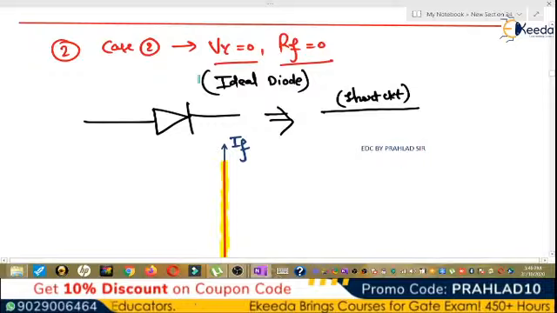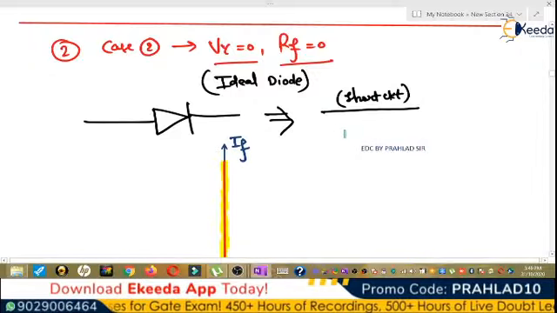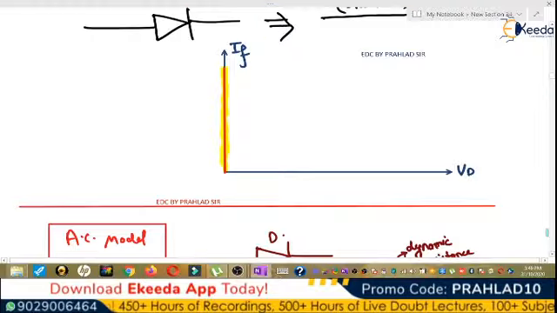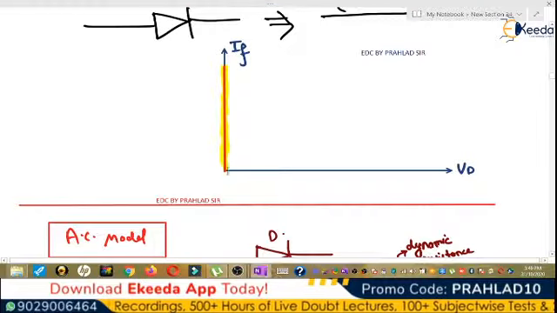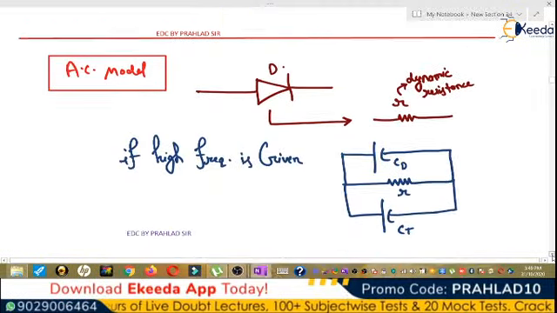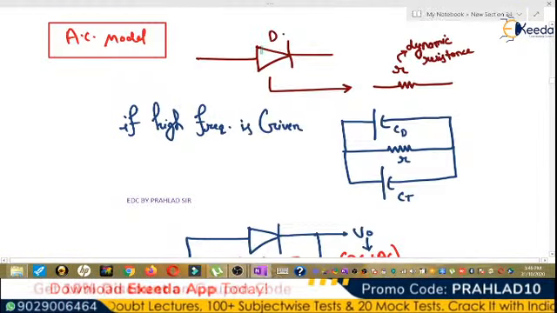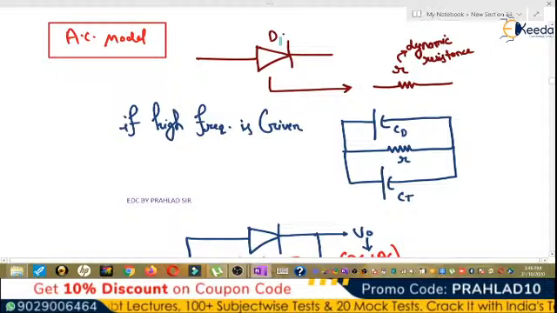So case number 2, when V gamma is 0, Rf is also 0, and this is the ideal diode. So V gamma is 0, Rf is 0. So this will behave as a short circuit, and in the short circuit, this line will be exactly on the y-axis. In the AC model, we can replace it with the dynamic resistance r, and if a high frequency is given, then CD and CT appear in parallel.